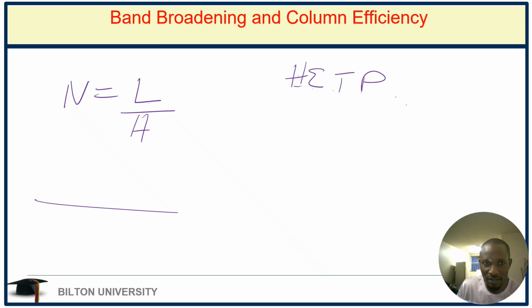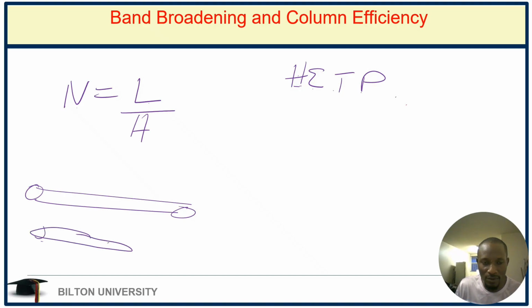Let's say this is the column length, and then you also have this other column here, a very short one. This is column A and this is column B. If you look at column A, it will take more time to move from here to here, giving us more theoretical plates, and in that case you are going to have proper separation, which gives high column efficiency.